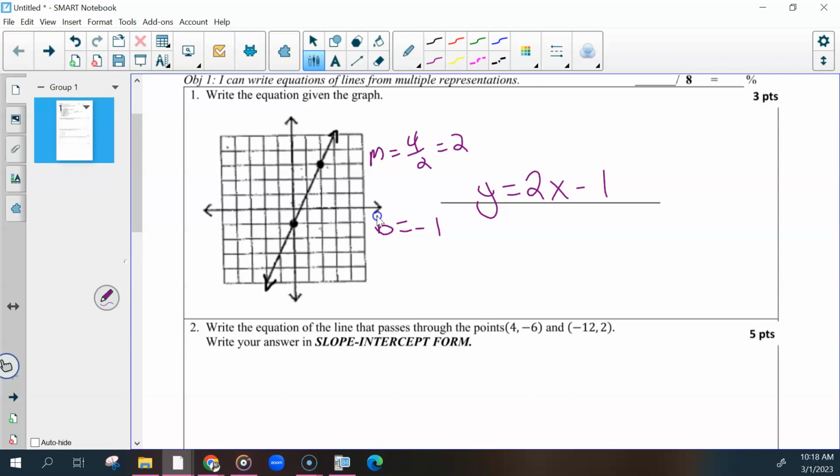So that was 3 points. Did you get the slope correct and simplified, the y-intercept correct, and then did you put it in the correct format, y equals mx plus b, and not switch the order? Questions on that one?